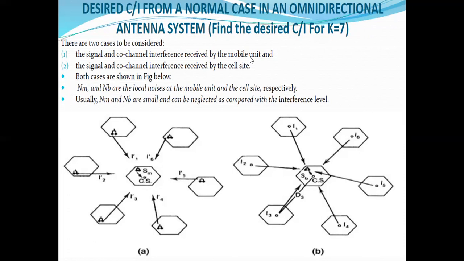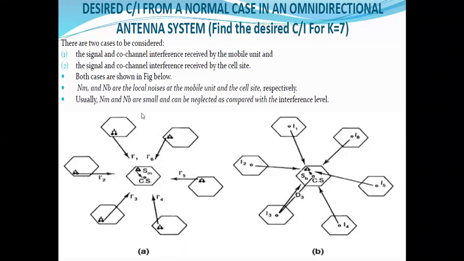Along with the signal, we are getting the interference also. Second is interference received by the cell side. So both the cases are shown. In this, both the cases are shown. First one is here by the mobile unit, SM is written over there. Second one is here, cell side.